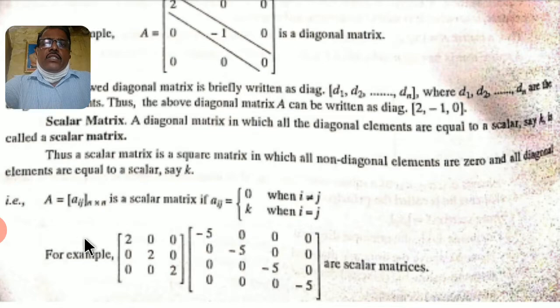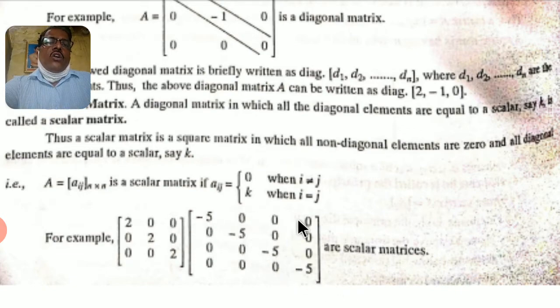Next comes the scalar matrix: a diagonal matrix in which all the diagonal elements are equal to a scalar, say k. Here is an example of a scalar matrix. All the diagonal elements are equal to the same constant, that is 2, and all other elements are 0. Similarly, here also all the diagonal elements are equal to the same constant, that is minus 5.